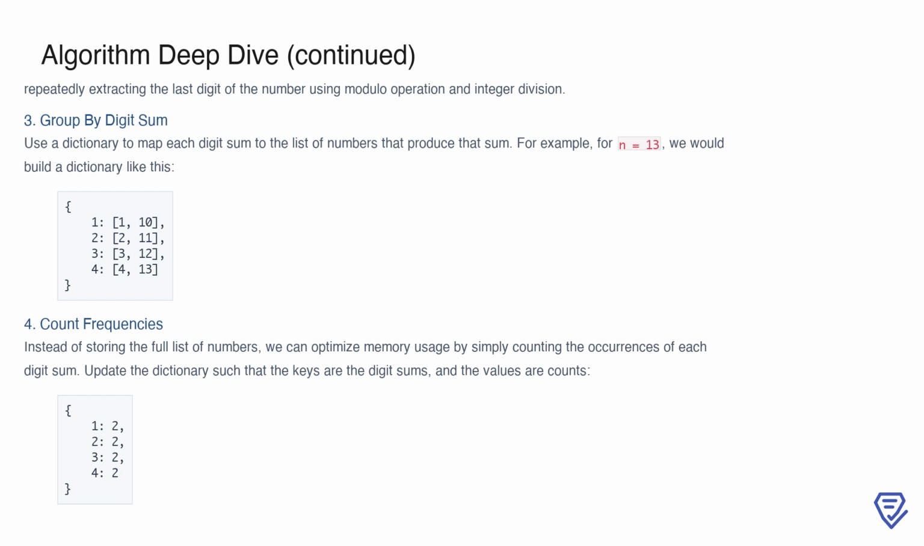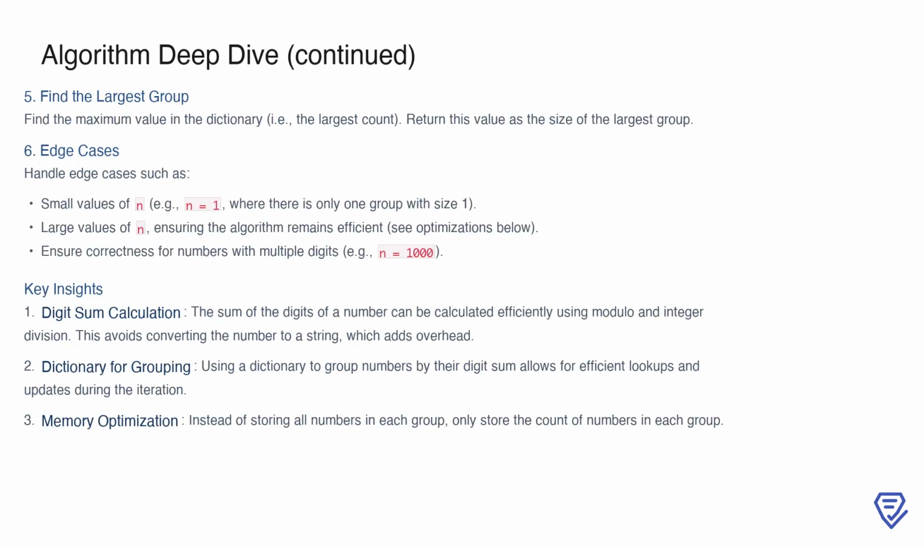12; 4 maps to 4, 13. However, instead of storing full lists of numbers, we can simplify and optimize the dictionary to store only the count of numbers for each digit sum. This changes our example dictionary to 1: 2, 2: 2, 3: 2, 4: 2, where the values represent the frequency of each digit sum. This approach reduces memory usage while still allowing us to calculate the largest group size. With the dictionary now representing the count of numbers for each digit sum, the next step is to identify the largest group.